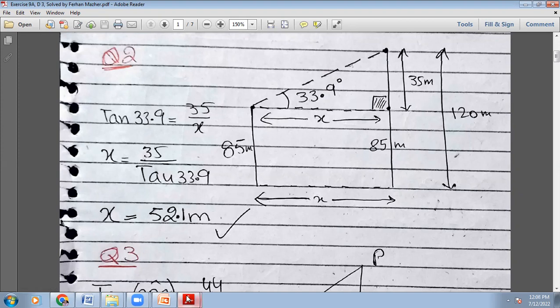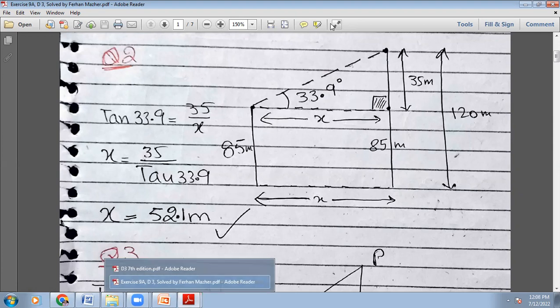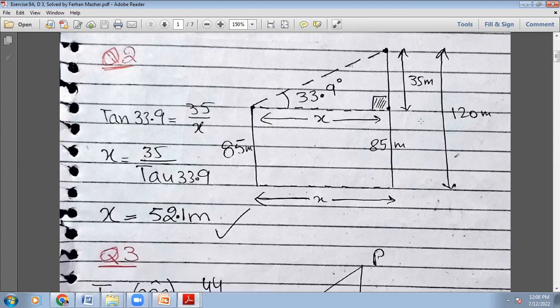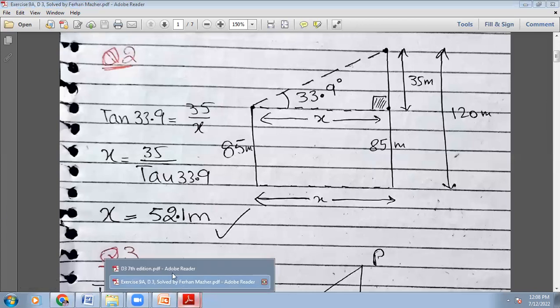I hope you understand how we converted the story sum and how we made this diagram and what these lines are representing. And one thing is very important, that your calculator must be set in degrees. There is a small d showing on your calculator. It should be D. It should not be R, or it should not be G. It should be D for degrees. Okay, so that's question number 2.